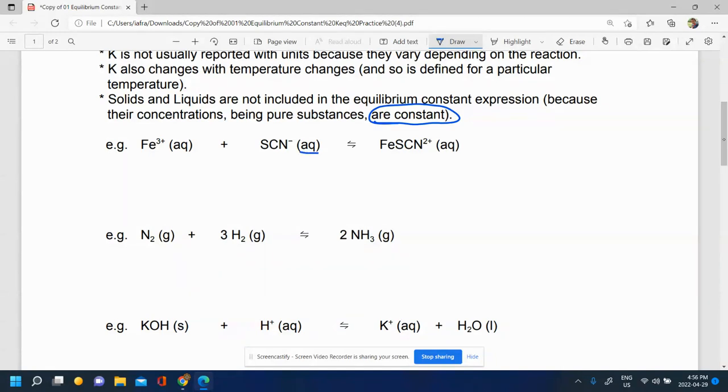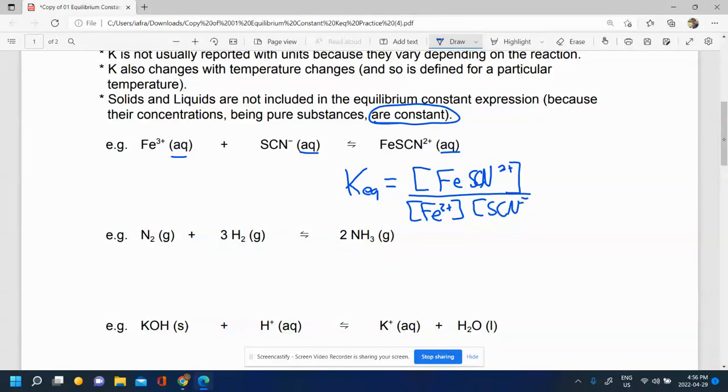Here, everything is aqueous, so I know I'm going to include everything in the equilibrium expression. I'm going to write K, an uppercase K. You can put EQ as well for K equilibrium. You don't have to. It just helps you differentiate uppercase K from lowercase k, which is the reaction rate constant. So we're going to do the concentration of our product, that's SCN 2+, over the concentration of our reactants multiplied by each other. They're all raised to the power of 1 because they have coefficients of 1, assuming everything is balanced, and it is.